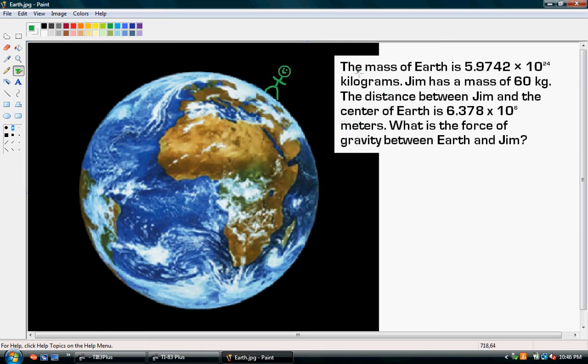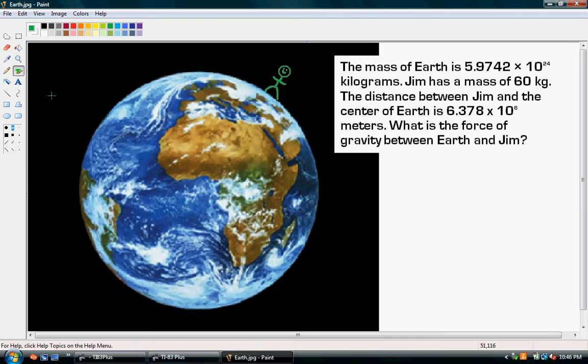Alright, here we have the mass of Earth, which is 5.9742 times 10 to the 24th kilograms. So the mass of Earth is extremely large. Jim has a mass of 60 kilograms. The distance between Jim and the center of the Earth is 6.378 times 10 to the 6th meters. What is the force of gravity between Earth and Jim?